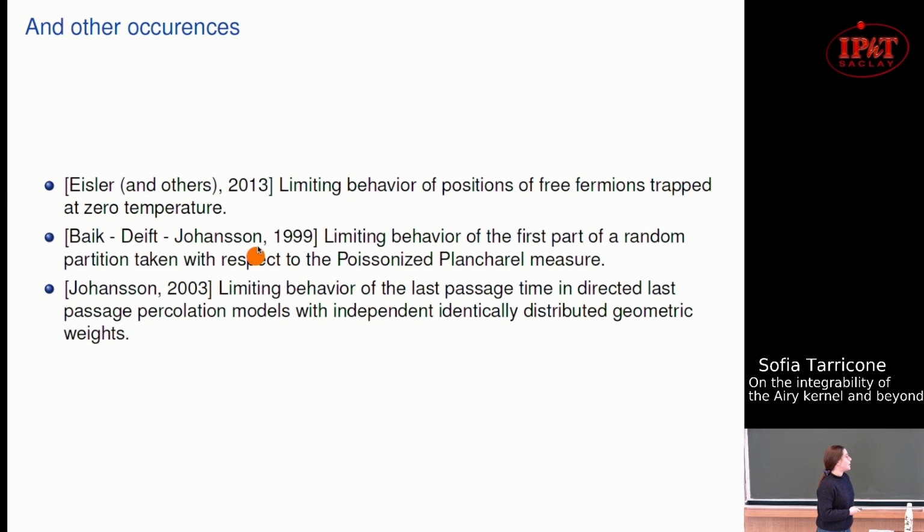Then, in the same paper that I just cited by Baik and Johansson, they passed through another model to give the result for the random permutation. This other model is the random partition taken with respect to the Poissonized Plancherel measure, which is indeed well connected to the problem of random permutations, but still gives you another model where you can find this F of s describing interesting quantities. And finally, it also appears as the limiting behavior of the last passage time in directed last passage percolation models. So there are really a lot of different models.